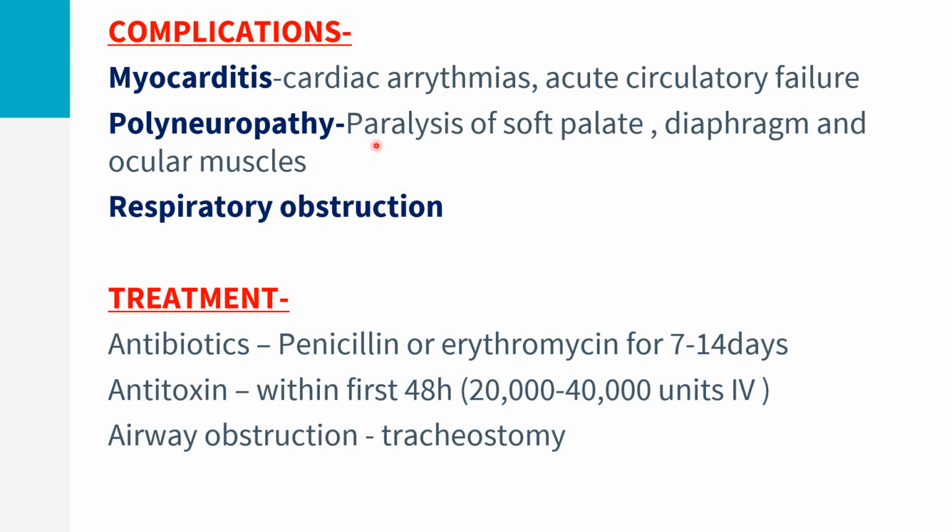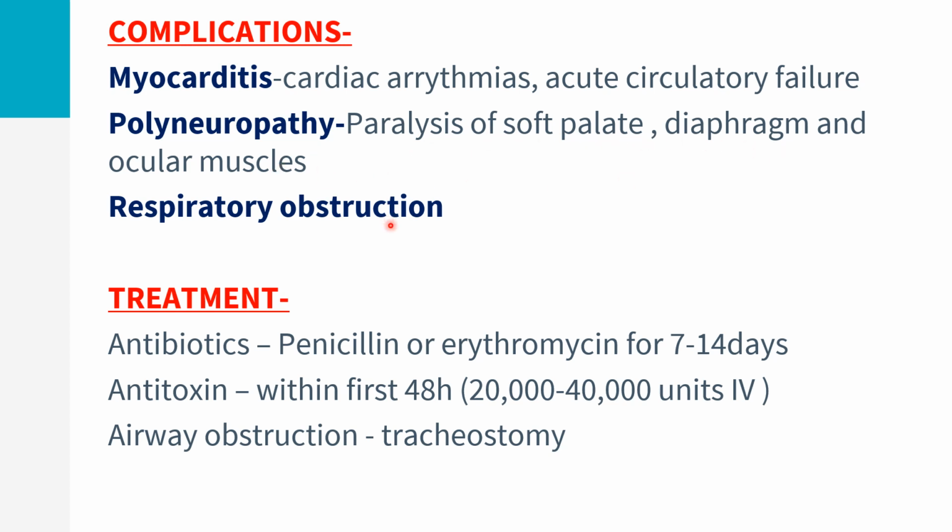Then the major complications that arise due to diphtheria are due to the production of an exotoxin, and that toxin goes into the blood and starts involving multiple organs. Out of that, the heart is one of the most common organs to be involved, and it leads to myocarditis, and subsequent to myocarditis there are arrhythmias and acute circulatory failure. Then there is involvement of multiple nerves in the body. So there is involvement of the cranial nerves, the sensory nerves, and even the autonomic nerves.